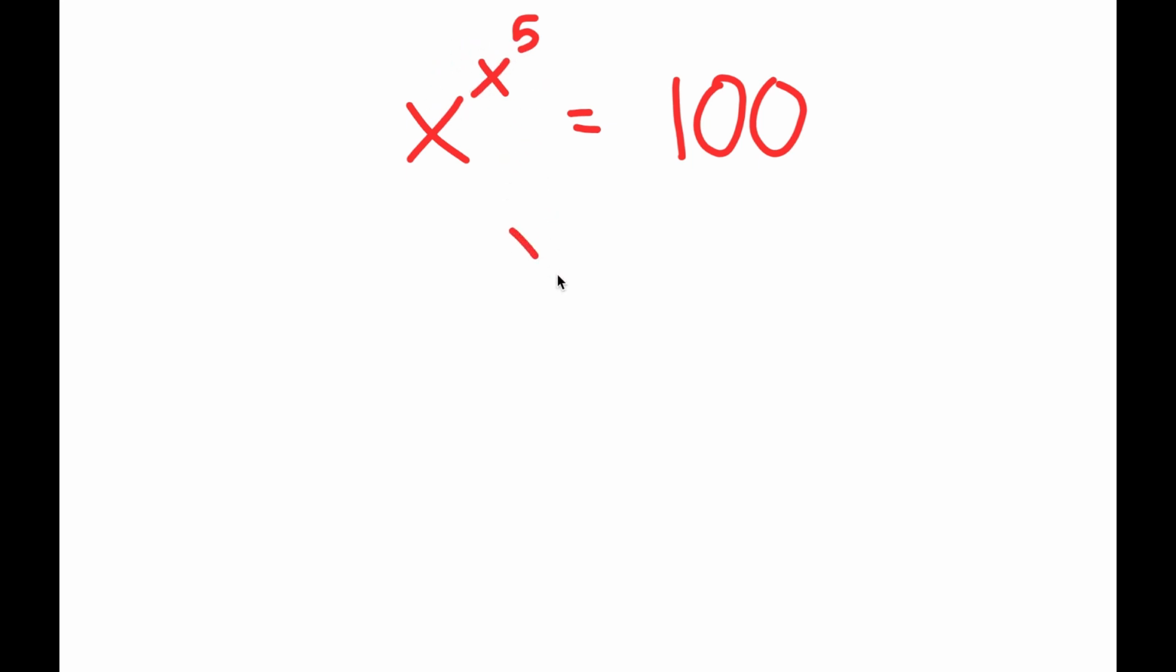Alright, so in this video, I'm going to be solving the equation x to the power of x to the power of 5 is equal to 100. So my only variable in this equation is x, which I have twice, so that's what I'm going to be solving for. Now for my solution.